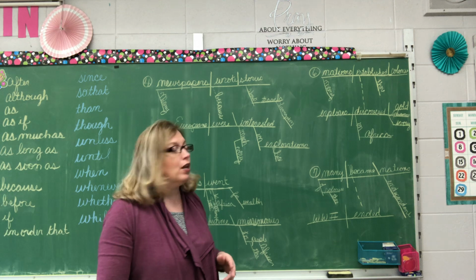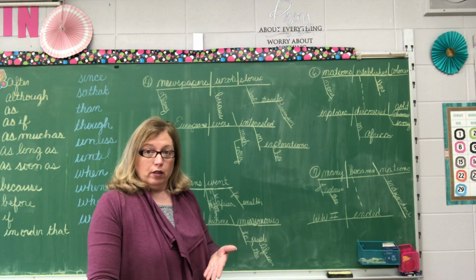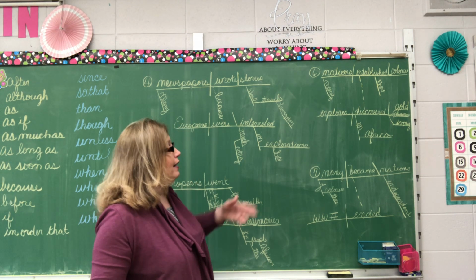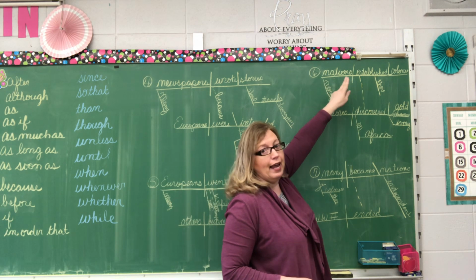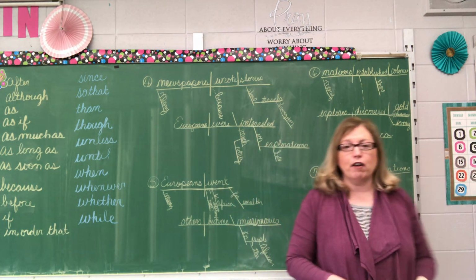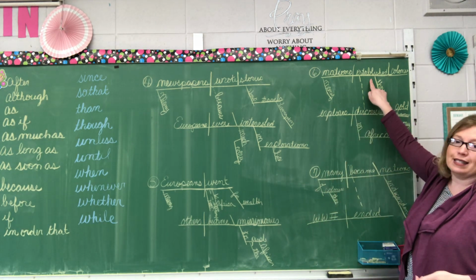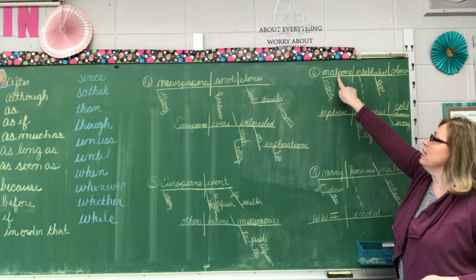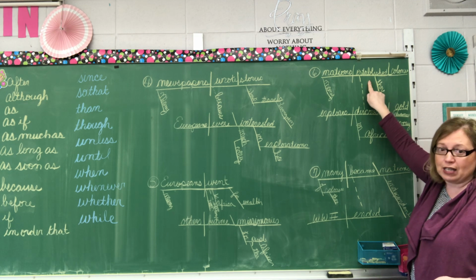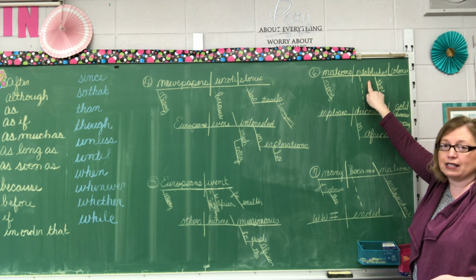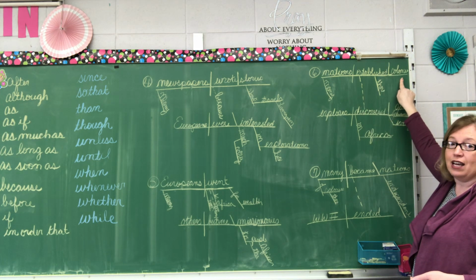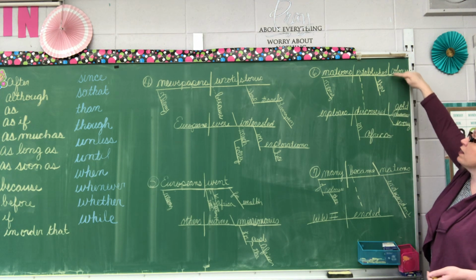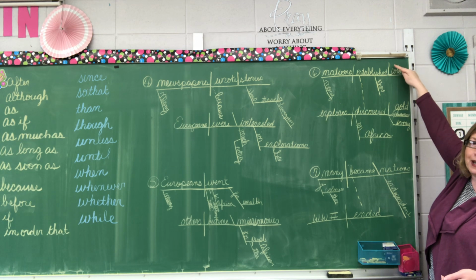Now, how did you diagram it? Well, you said nations established. Established being our verb. Who or what established? Nations established. Established is an action verb. So nations established what? They established colonies. Colonies is our direct object. That is why our line is straight up and down.